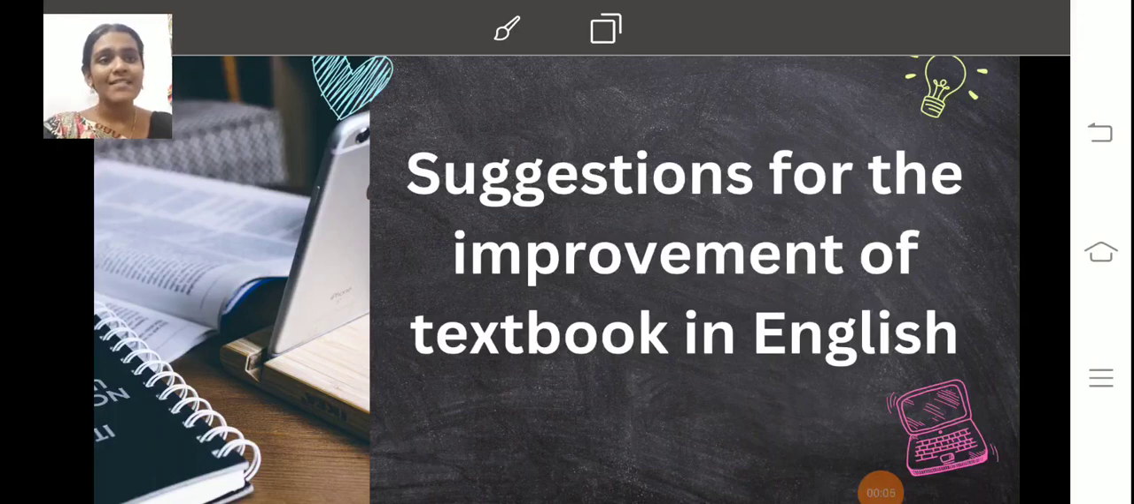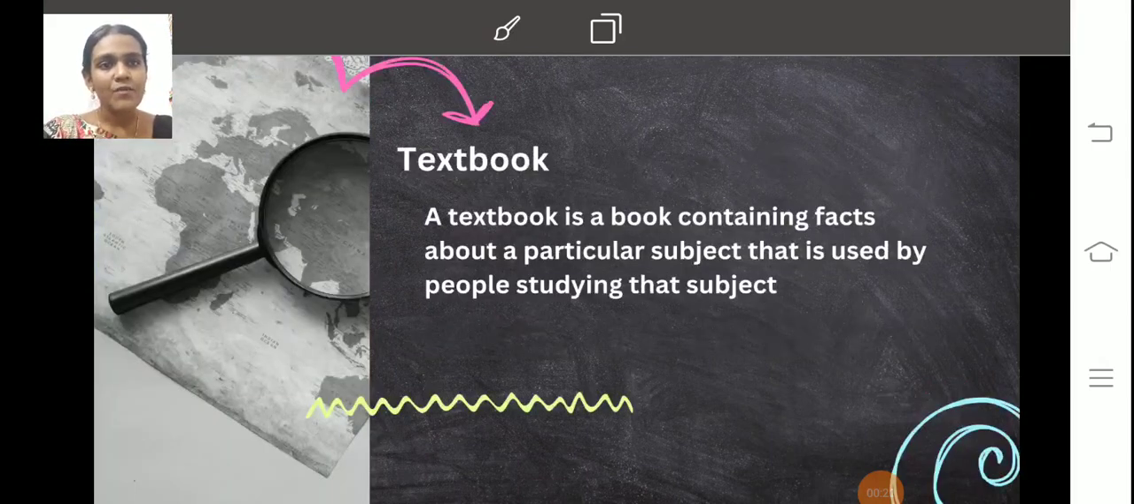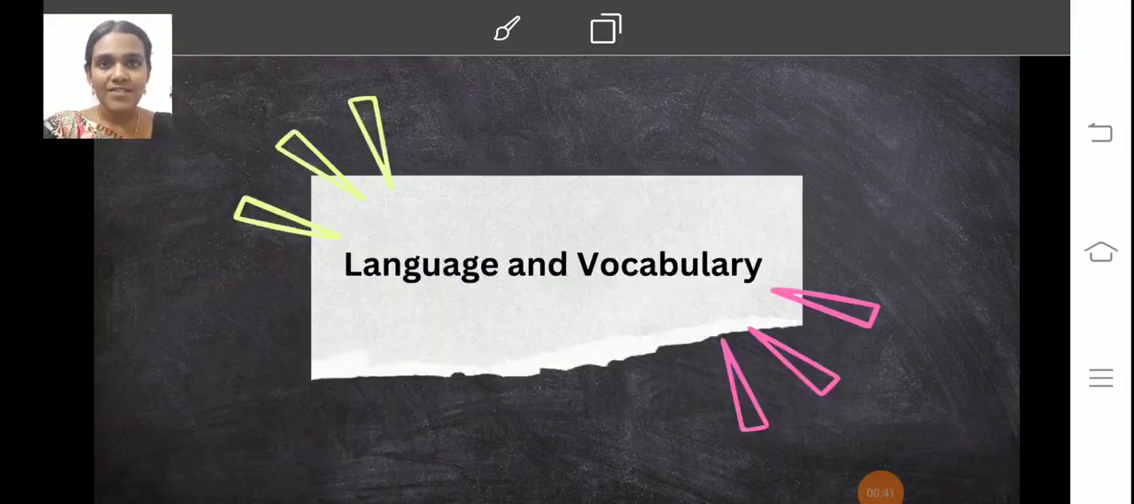My topic today is suggestions for the improvement of textbooks in English. What do you mean by a textbook? A textbook is a book that contains the content matter of what we are going to learn throughout a year. In this topic, we are going to see some suggestions that are given to improve the quality of the textbook. A textbook is a book containing facts about a particular subject that is used by the people studying that subject, like students. So a textbook is a book that contains the content matter of the lessons they are learning throughout a year. There are 6 suggestions that are given in this form.